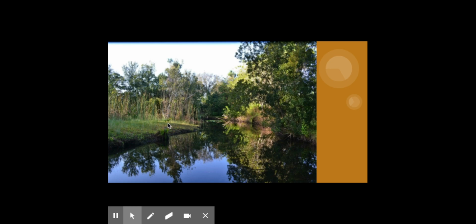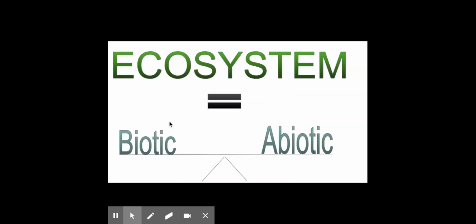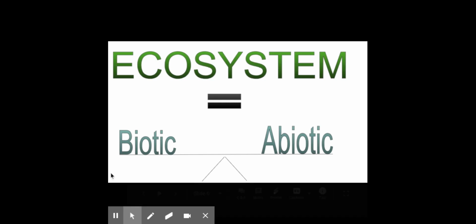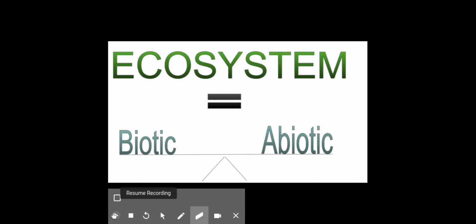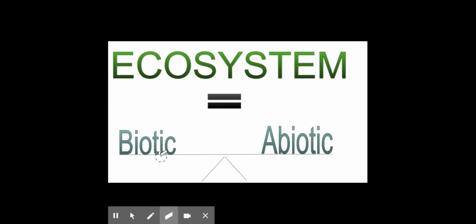Now, what is an ecosystem? Is it a system that's eco-friendly? No. The ecosystem is the balance of biotic and abiotic things. Biotic means living, while abiotic means non-living. Biotic specimens are split into three groups: producers, consumers, and decomposers.